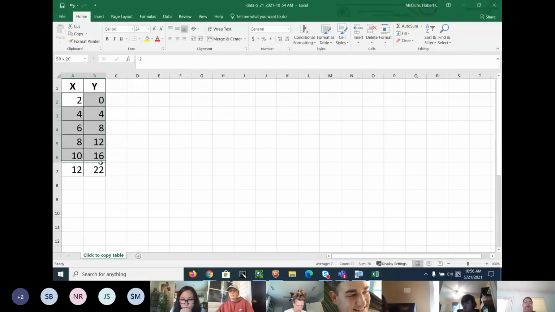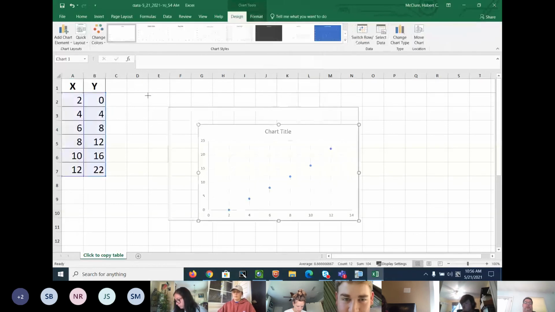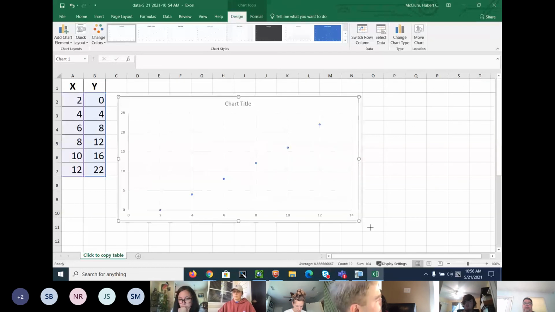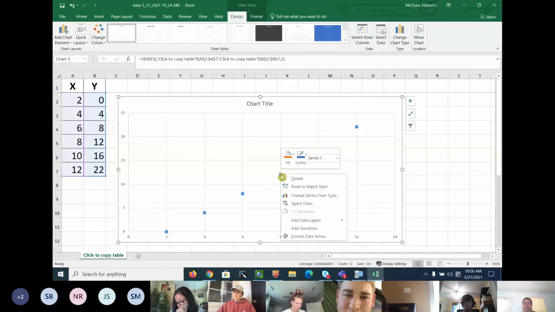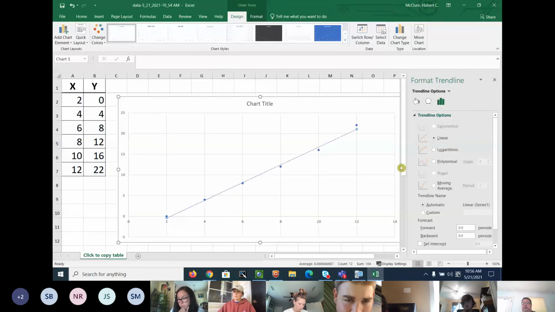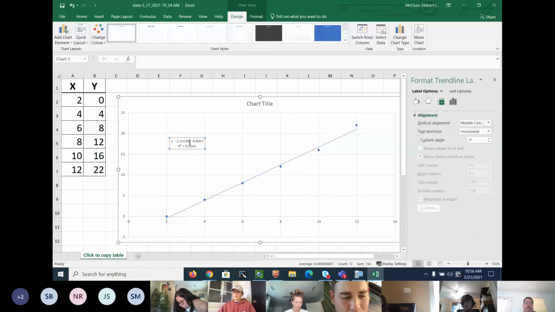All right, so insert scatter plot. Now, when y'all do a scatter plot with your calculator, this is what it should look like. Right click on one of them. Add trend line. And display equation. And there is all you need for this problem, unless they ask you to plug and chug another number in. And you would plug it into that formula, that equation right there.